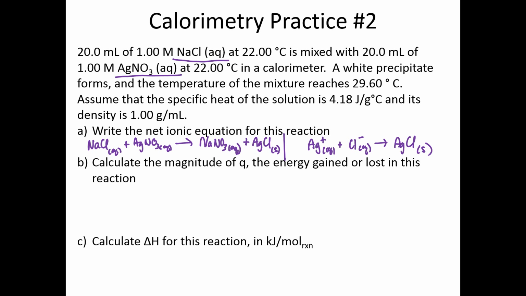And it asks us to calculate the magnitude of Q. And it looks like I've got some temperature values here. So this means I should be using Q equals mc delta T. Okay, so my first step is, what is my mass? If I look at what's happening here, it's a reaction between two solutions. They're all getting mixed together. So the mass that I should use here should be my total mass of the two solutions combined.